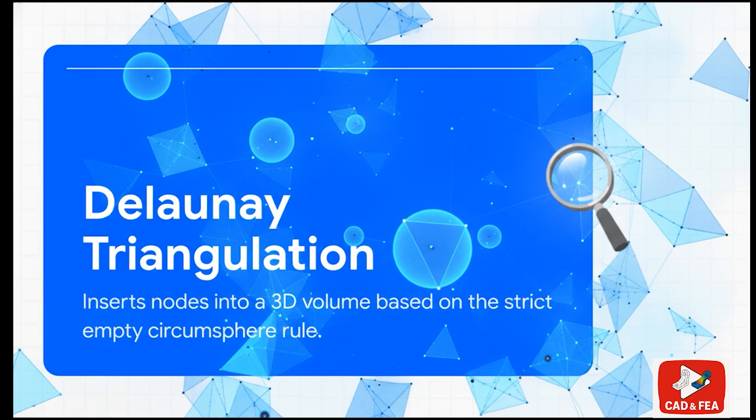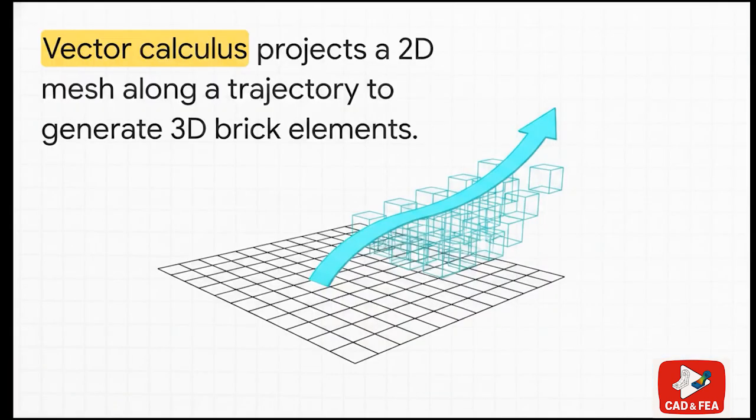This rule mathematically guarantees that if you were to draw a 3D sphere around the 4 corners of any generated tetrahedron, no other node in the entire model will fall inside that sphere. By enforcing this, the algorithm maximizes the interior angles and physically prevents the software from creating collapsed, useless sliver elements that would just completely ruin our physics calculations. But what if you need 3D hexahedra brick elements instead of pyramids?